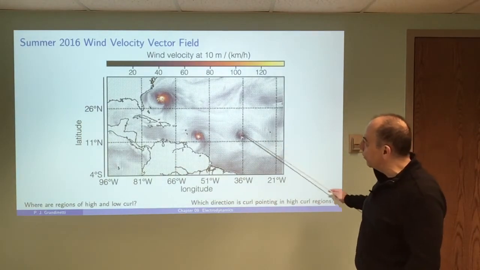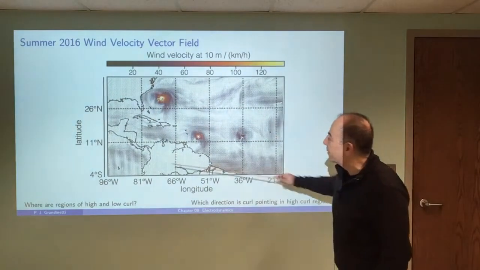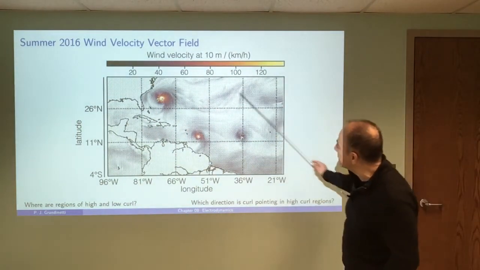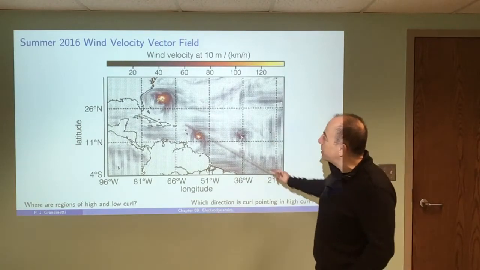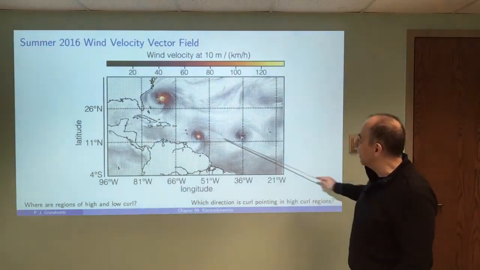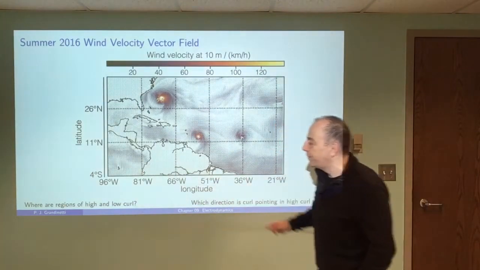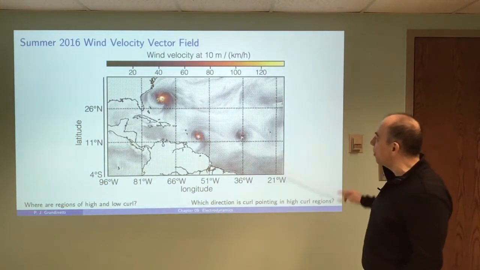And during that summer, there were a number of hurricanes. And you can see what the wind velocity vector plot looks like. It's kind of small to see the vectors here, but if you look carefully, you can see their vector quantities. And you can see that there are regions of very strong curl here, here, and here. And there are regions here where the curl is not so high, right? So these are the regions of strong curl.